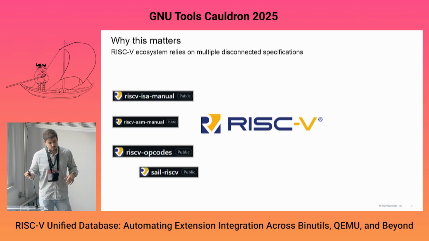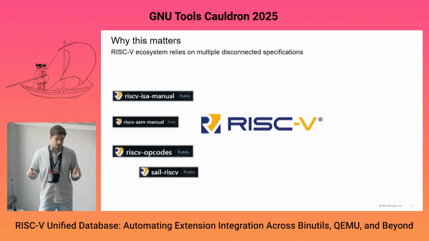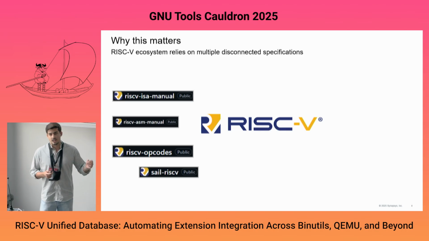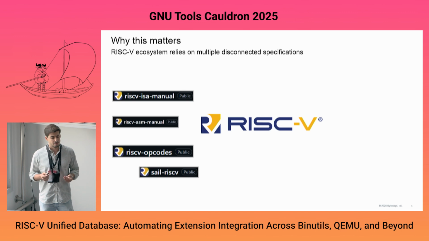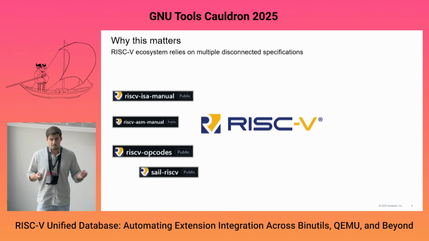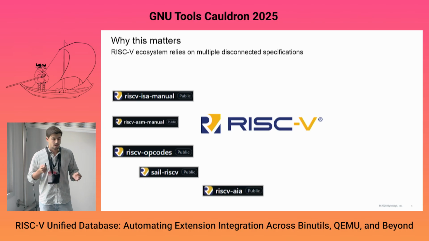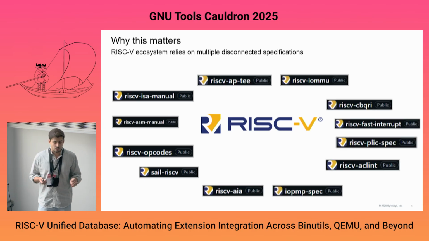There's RISC-V opcodes, which is used as a machine-readable database until now for RISC-V instructions. A lot of the vector extension is described over there. And there's SAIL, which is a formal specification of the RISC-V model. But in reality, these are just four. And if you're really developing in RISC-V, you'll come across many more of these repos.